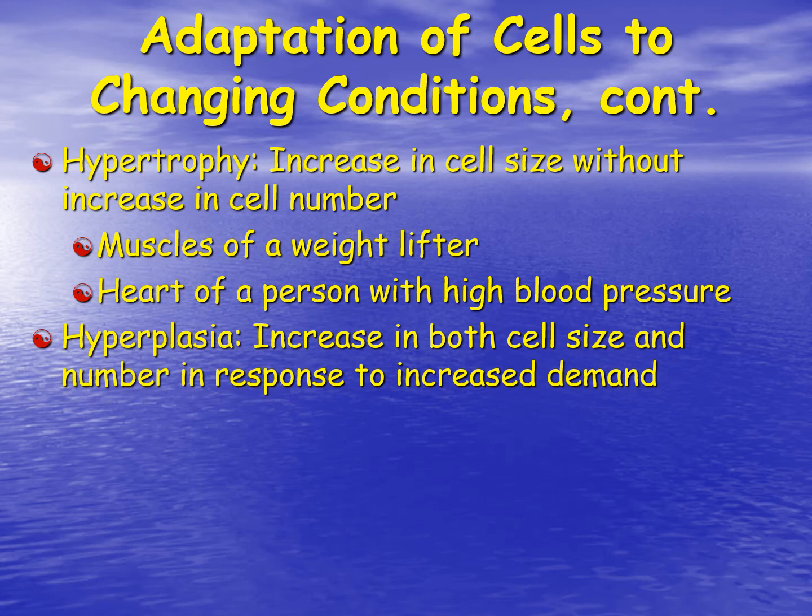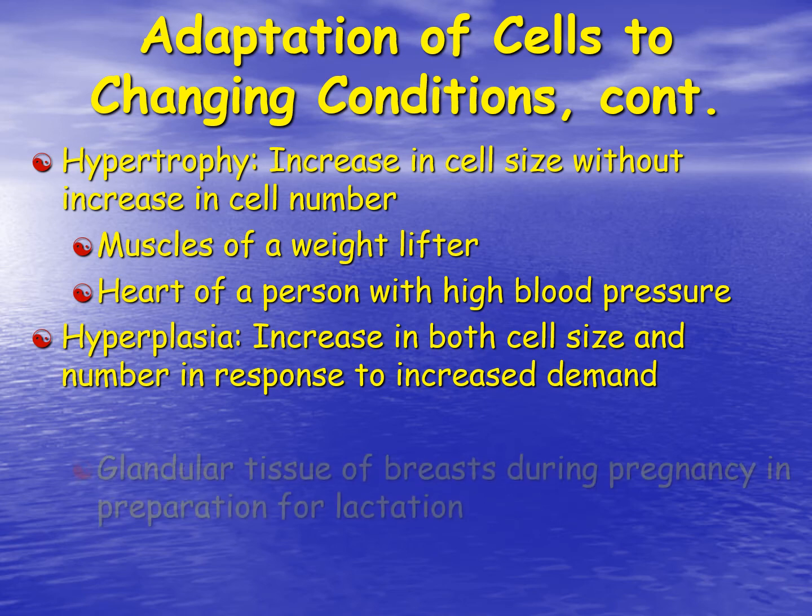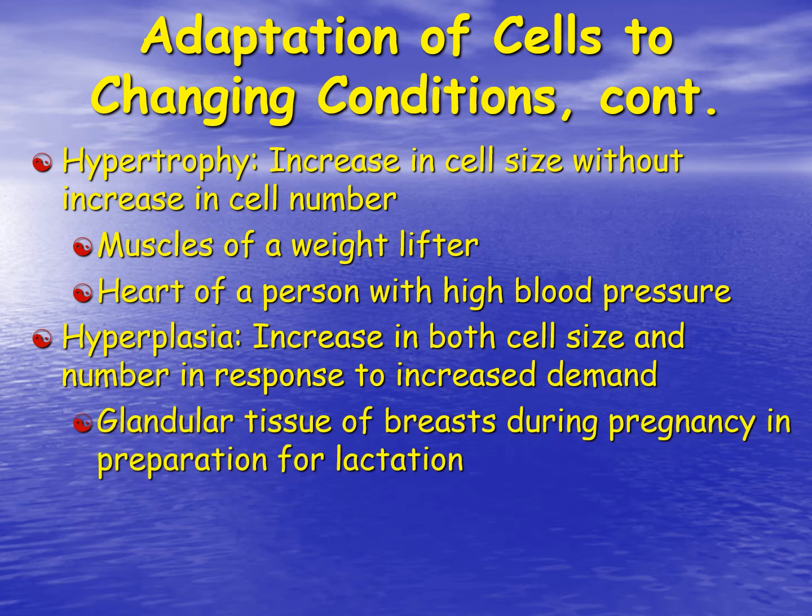Now, hyperplasia is increase in cell number. They will increase somewhat in cell size, but primarily what we're seeing here is these cells undergo mitosis and we simply increase the number of cells. And this is usually in response to increased demand for work or excessive hormone stimulation. Glandular tissue of the breast, for example, during pregnancy will actually undergo hyperplasia in preparation for lactation.